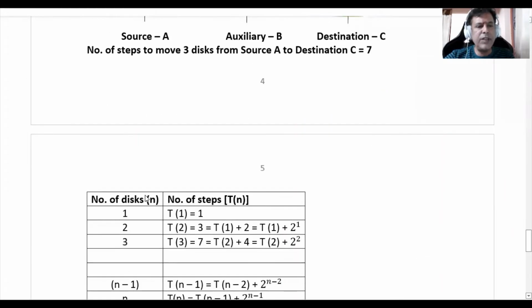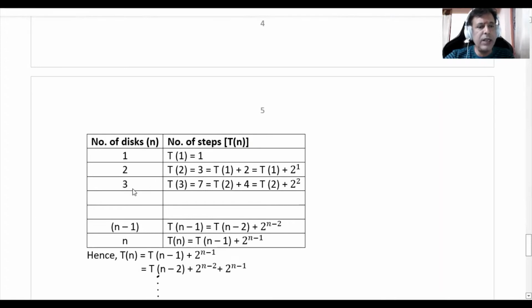In the table, we are going to call the number of disks n and the number of steps T(n). We had already seen that if the number of disks is 1, then T(1) is 1 step only. If the number of disks is 2, then T(2) is 3 only. If the number of disks is 3, then the number of steps is 7.